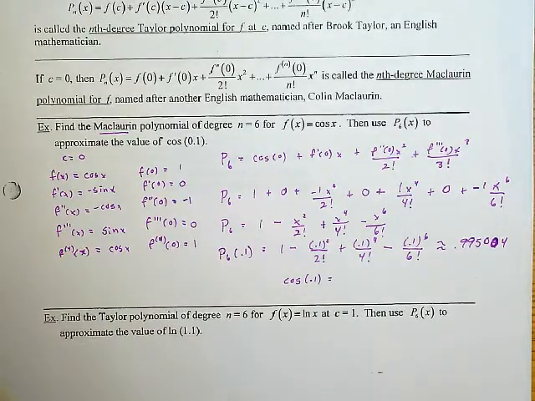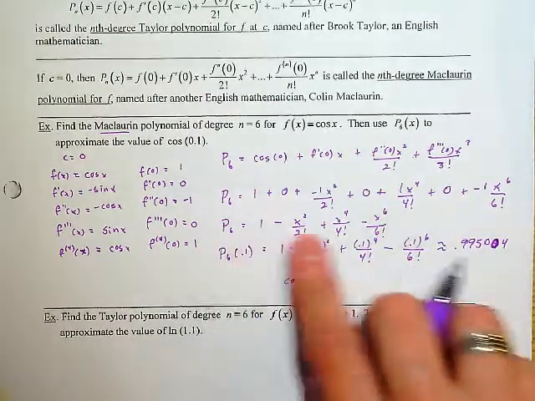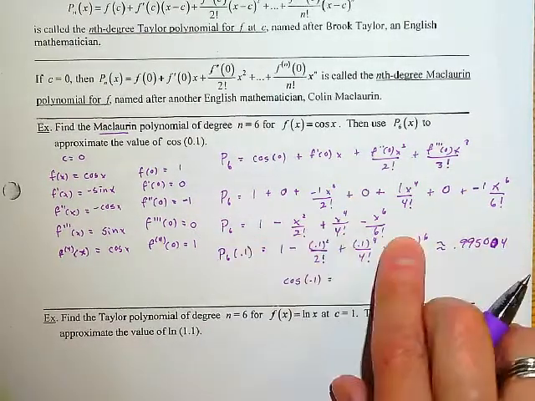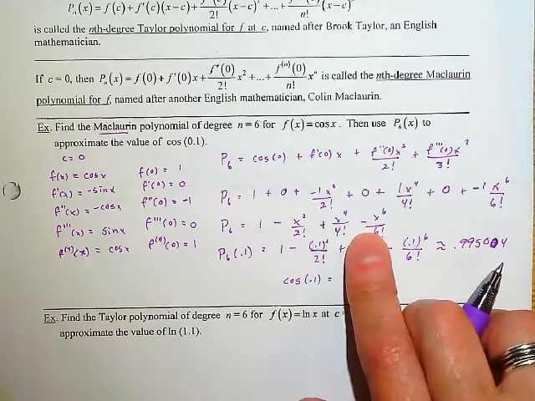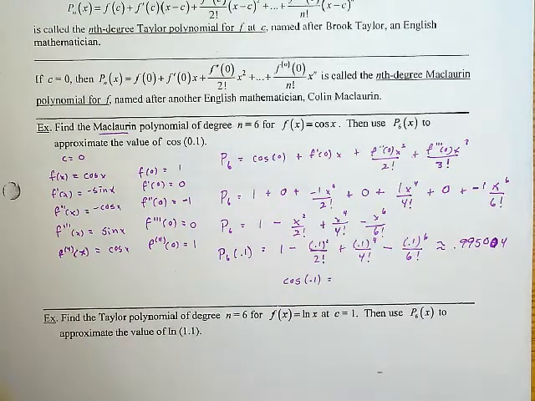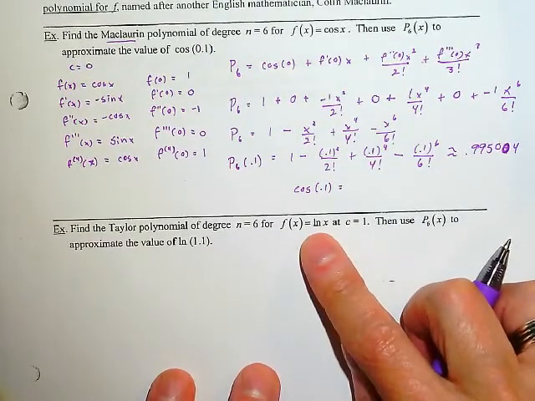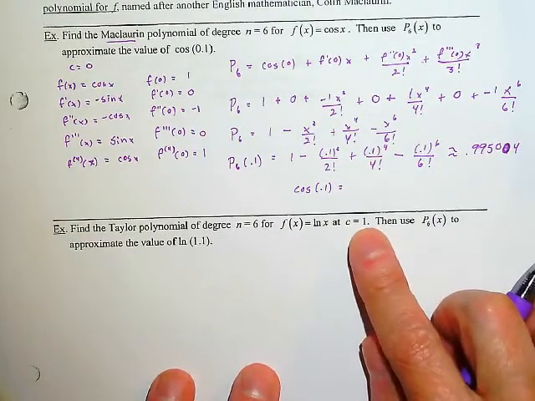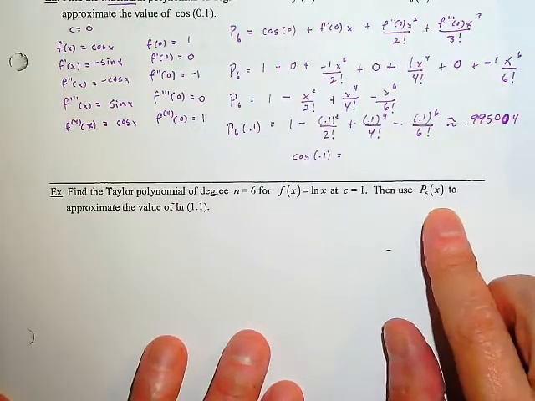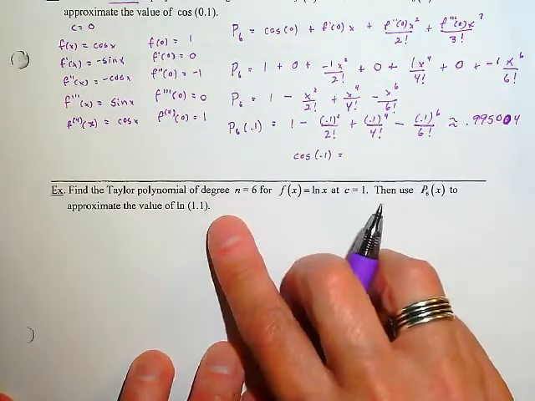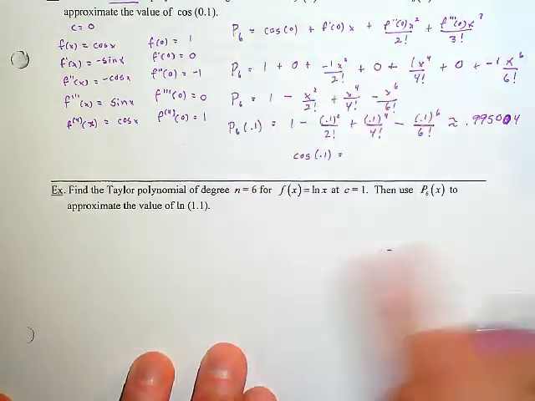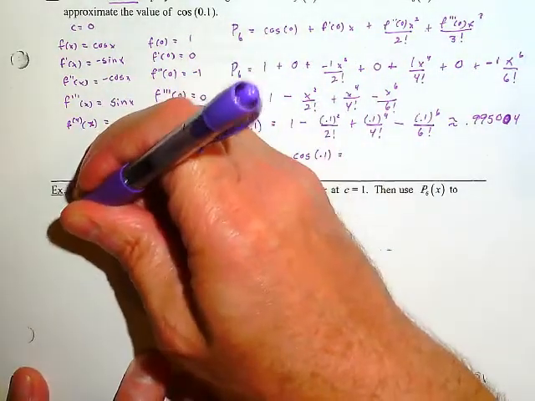So there's that one, cosine. So not only did we figure out how to build it, moving forward, you would be expected to have that one, and I'll show you patterns on how you'll learn those tomorrow. This next one: find the Taylor polynomial of n equals 6 for log of x at c equals 1, then use the 6th degree polynomial to approximate the log of 1.1. So a lot like this one, but now we're using log. So here, c equals 1.